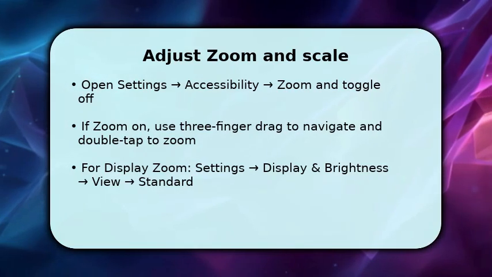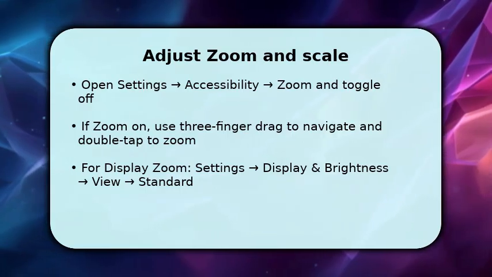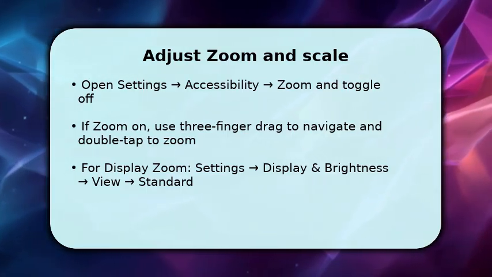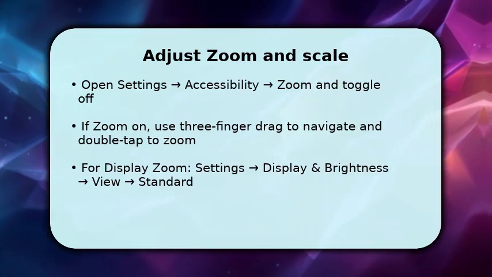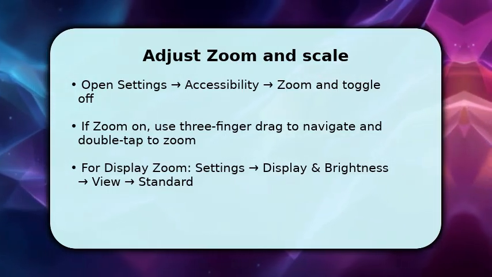Now you'll change the zoom settings directly. In accessibility, turn zoom off. If the screen is still enlarged, use a 3-finger double tap, then drag with 3 fingers to position the view.